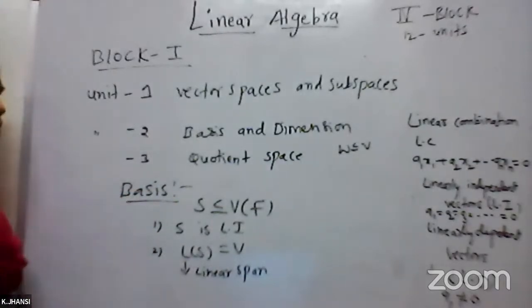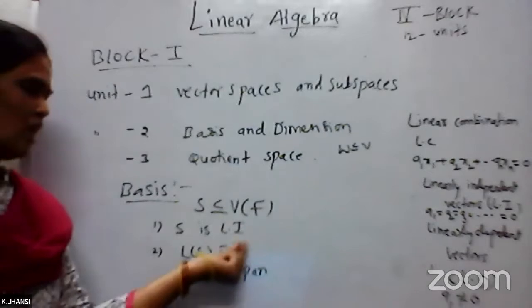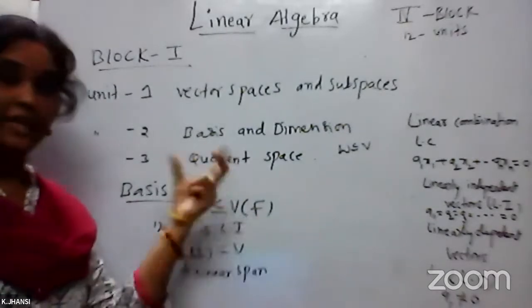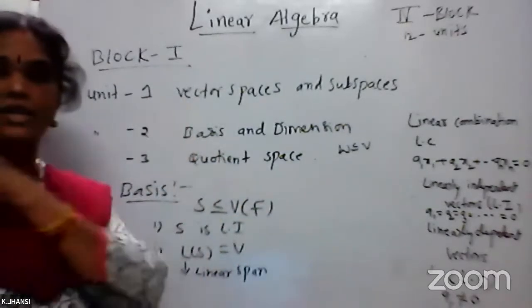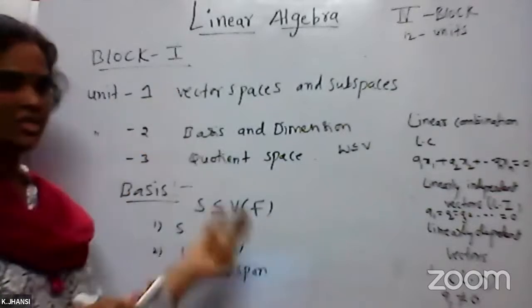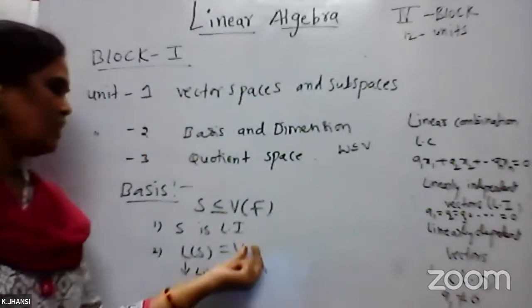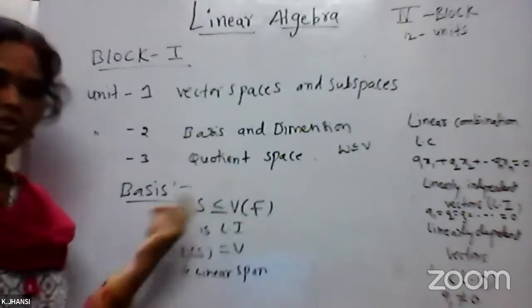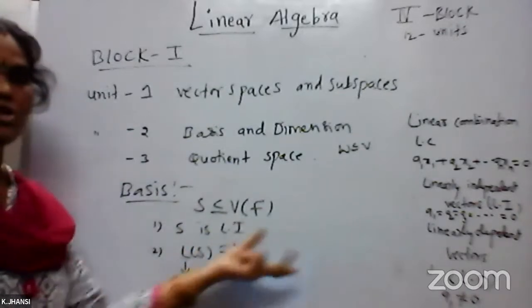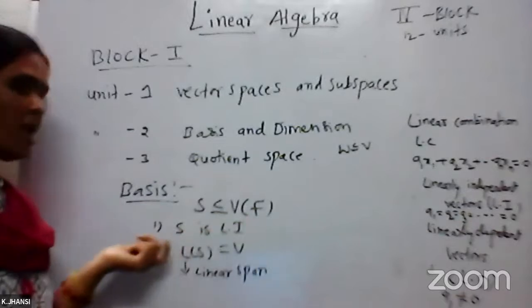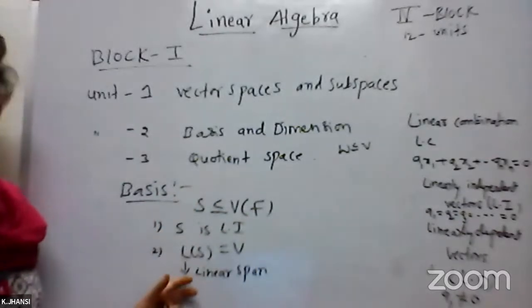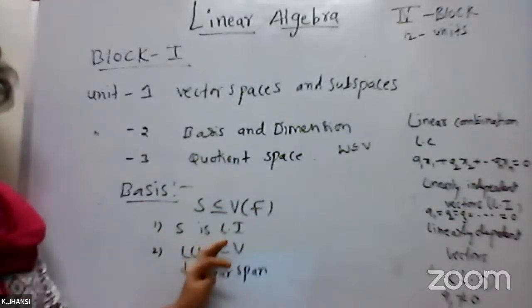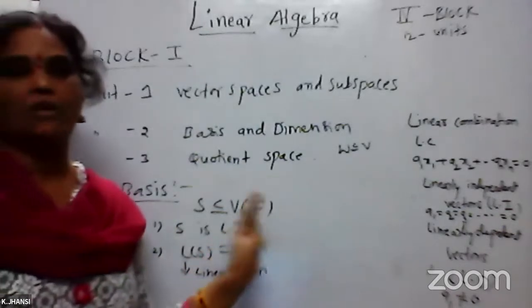So V is a set of vectors, and many vectors are there in it. If you take first alpha from the set, you make the linear combination with respect to S, and also with beta, gamma and delta. You take all of them and form the linear combination. Then L of S is equal to V, the set of vectors.